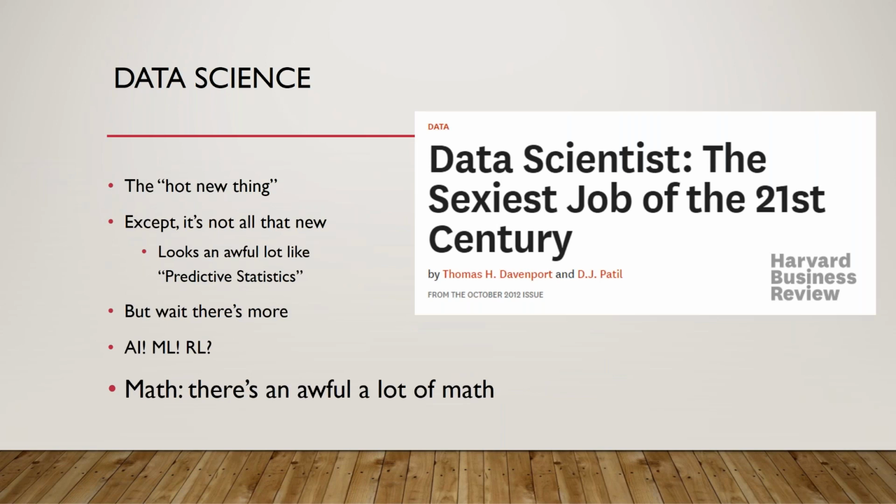So what exactly is data science, right? Well, it's the hot new thing, right? Harvard runs around calling it the sexiest job of the 21st century. Well, it's not really all that new. In fact, a lot of this looks a lot like something called predictive statistics, which have been around for quite some time. But wait, there's more to the hype train here, right? There's AI, there's ML, there's RL, right? And math. There's an awful lot of math.